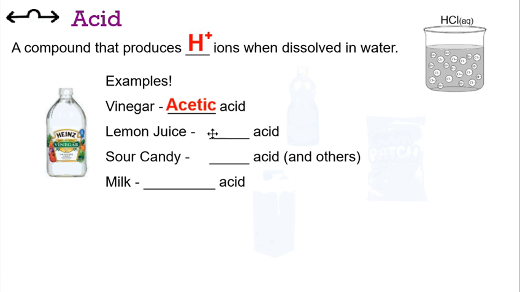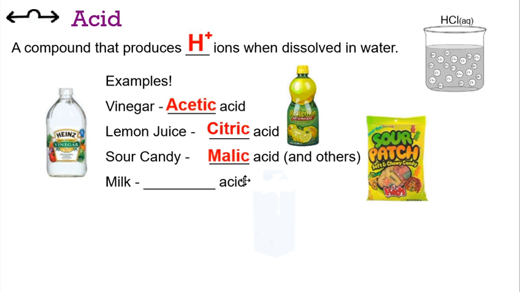Vinegar contains acetic acid, about 5 or 6%, I think. Lemon juice, citric acid, like I just mentioned. Sour candy has malic acid and many other different acids that make things like Sour Patch Kids taste the way they do. And then milk contains an acid called lactic acid. And we'll discuss a whole bunch of other acids in the next few discussions and lectures.